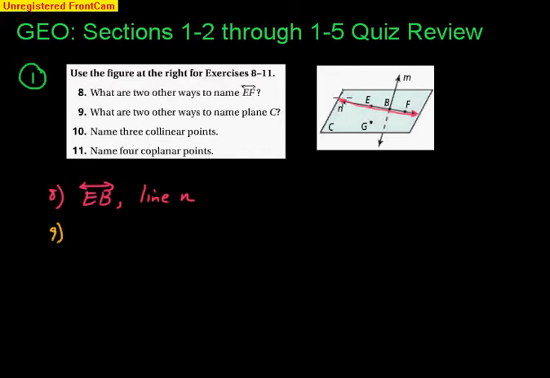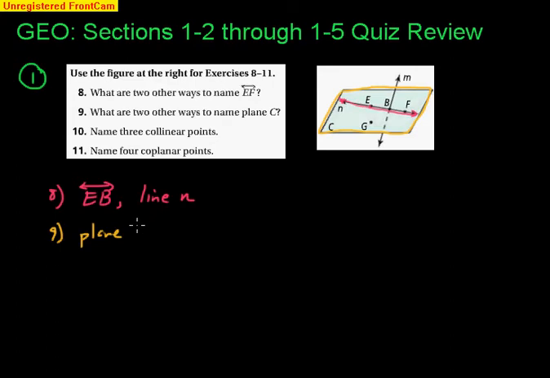Well, plane C is this plane right here. So you can't use a capital letter because that's plane C, so that's the only capital letter. Now we have to use 3 of the 4 points that are on this plane. The only exception is you can't use 3 collinear points. So E, B, and F, that collection of 3 points cannot be used. But we can use 2 of them.